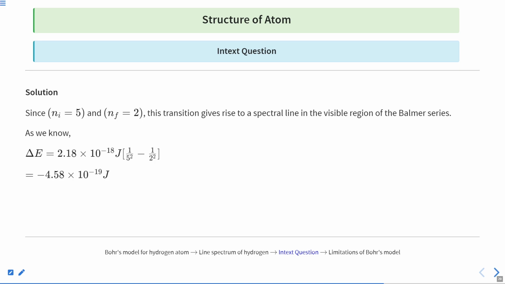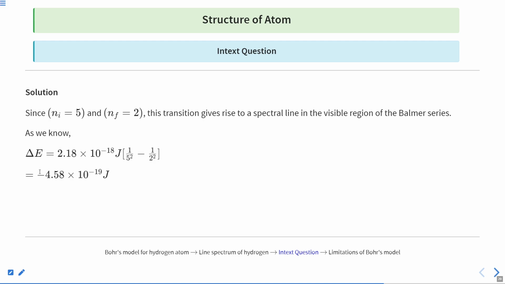So we have taken a negative sign against it. We have calculated the delta E, so delta E will be negative. Of course, it will be negative, but when we calculate the frequency, we will not take it as negative. First we calculate delta E, that is 1 by 5 square minus 1 by 2 square. In terms of joule, this value is multiplied by 2.18 into 10 to the power minus 18. Put all this in and you will get minus 4.58 into 10 to the power minus 19.